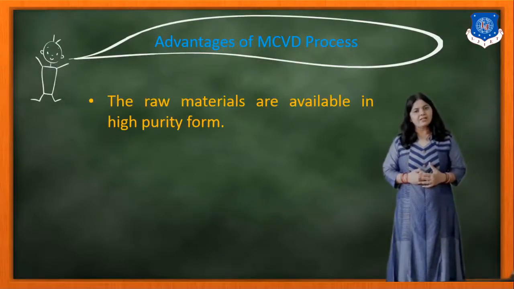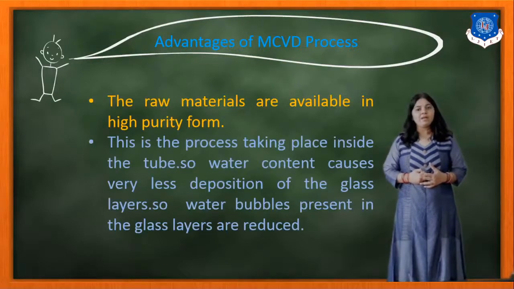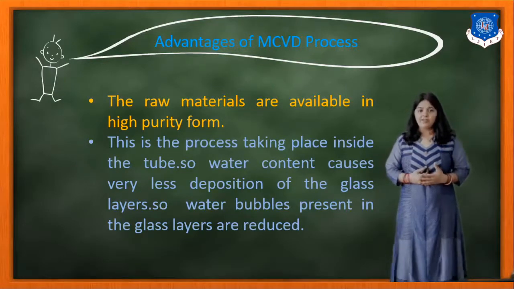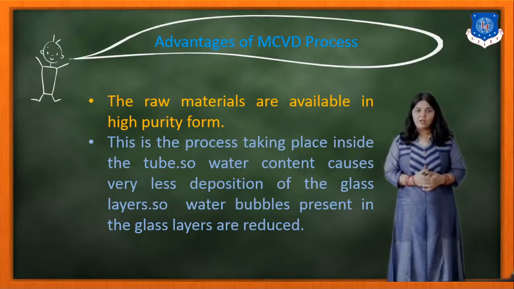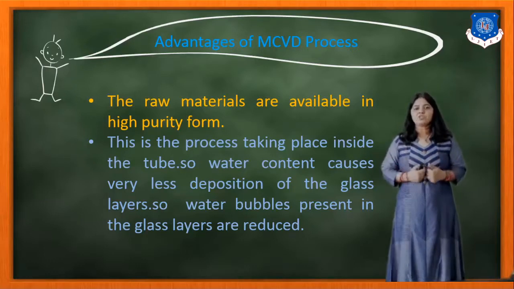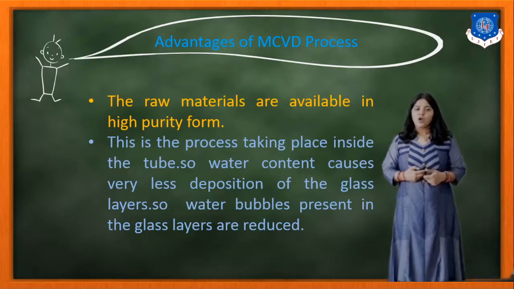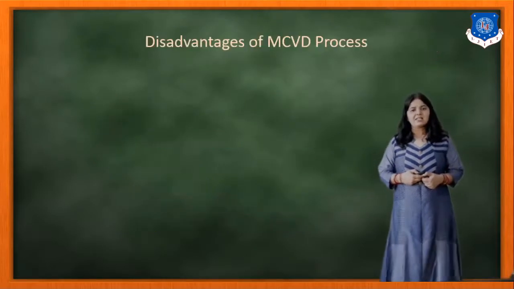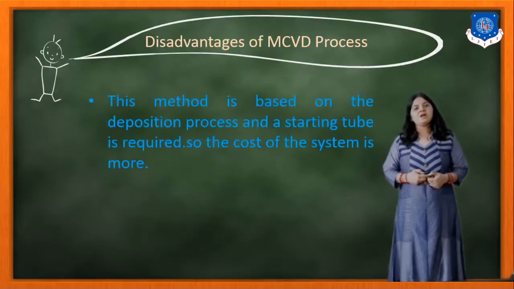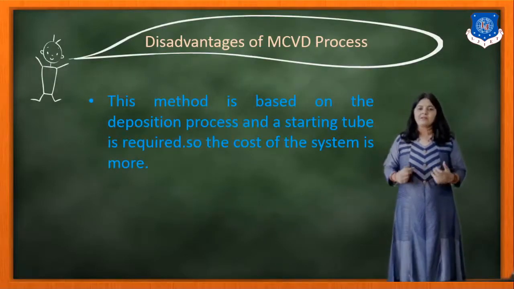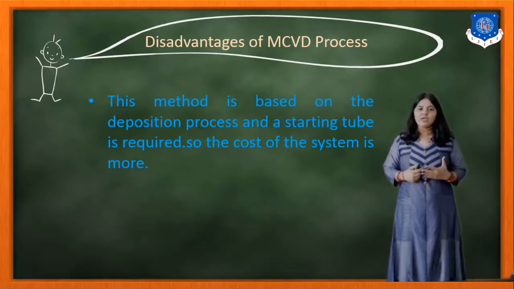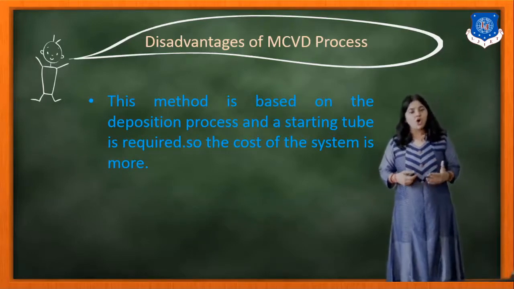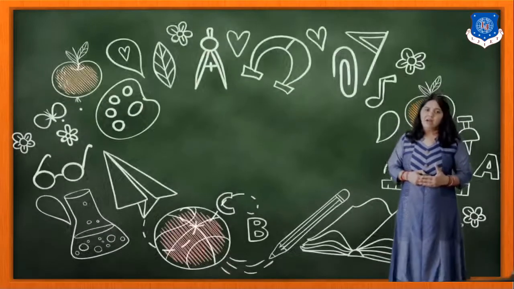What are the advantages? The raw materials are available in high purity form. The process takes place inside the tube, that is the important point. So water content causes very little deposition in the glass layer, so water bubbles present in the glass layers are reduced. The disadvantage is that the method is based on the deposition process and a starting tube is required, so the cost of this system is higher.